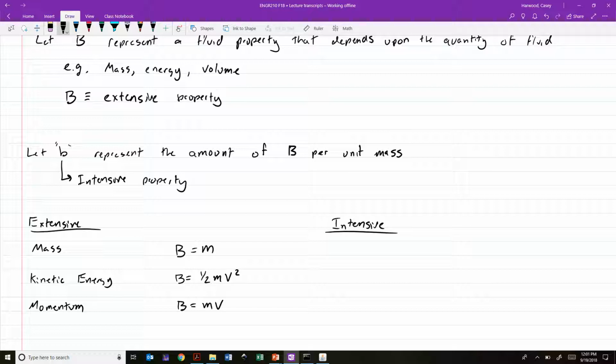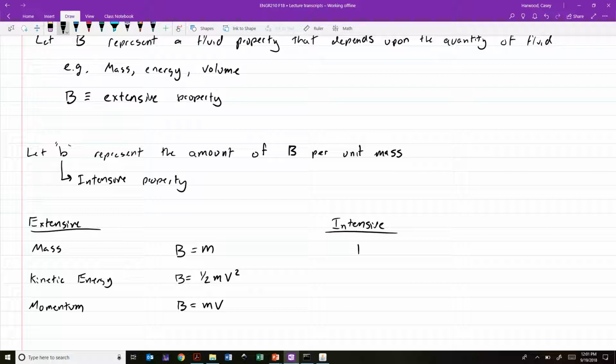Right? What is the intensive property corresponding to an extensive property of mass? Well, it's going to be mass per unit. That would be mass per unit volume, right? But mass per unit mass is just 1. Okay, it's that simple. Sorry, that's a bit of a trick question. You simply say the intensive mass of fluid is 1.